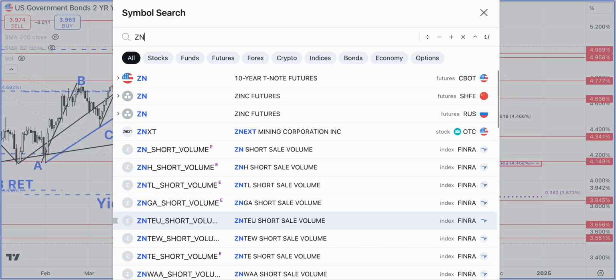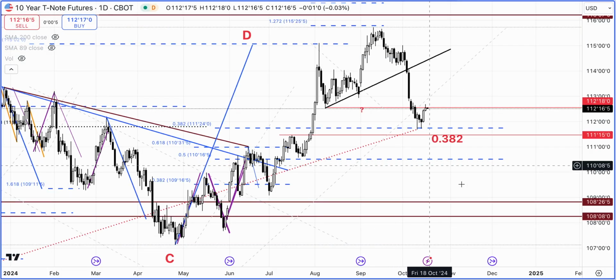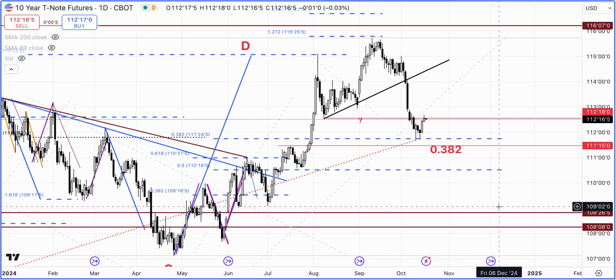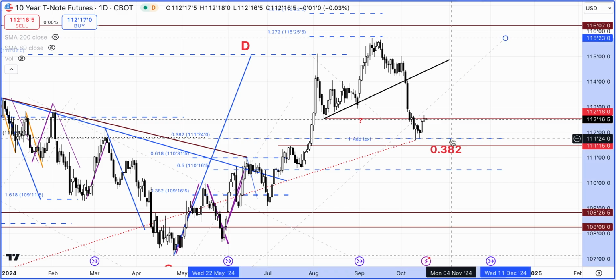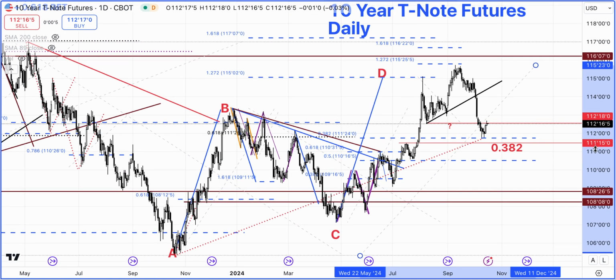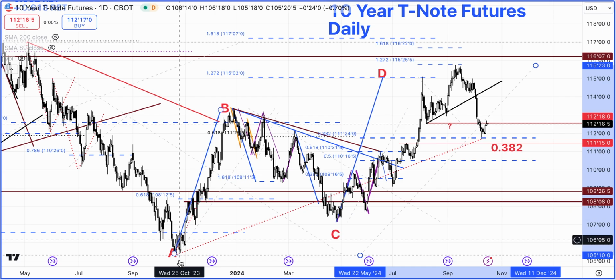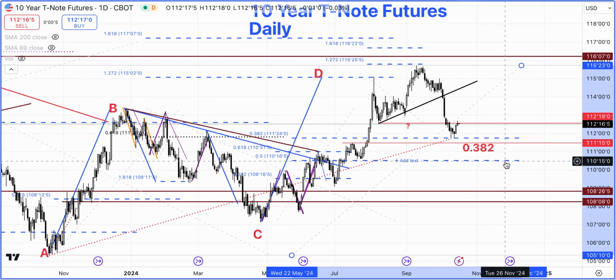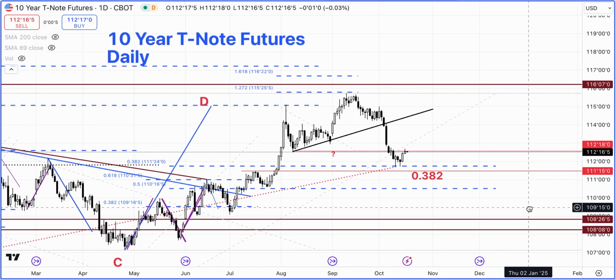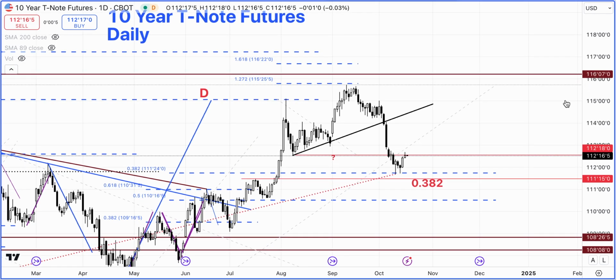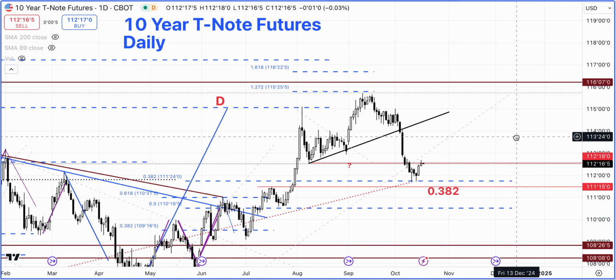And then if we move to the ZN, which is the 10-year Treasury note, right here, which is the 38.2% retracement, going back all the way when this move started and it completed this ABCD right here, and this has held. So we were expecting this to happen, and this has happened. So you can see it's been 3 trading days where it kind of formed a double bottom formation right here. So this is also indicative of lower yields on the 10-year Treasury note.